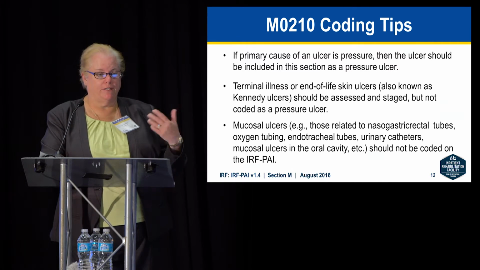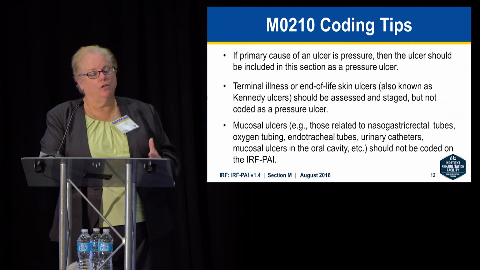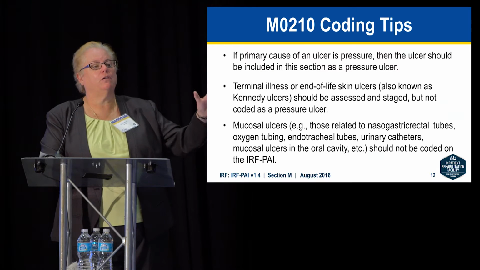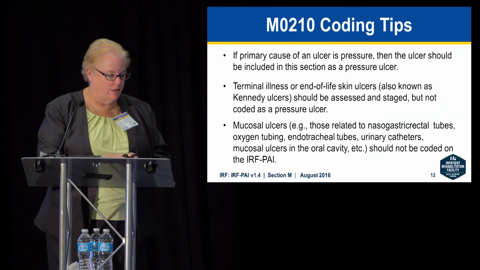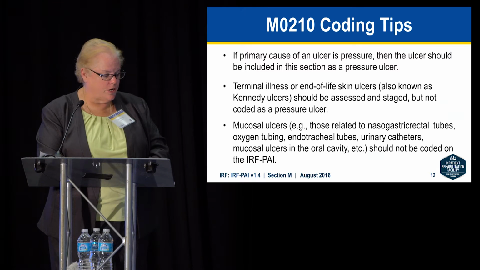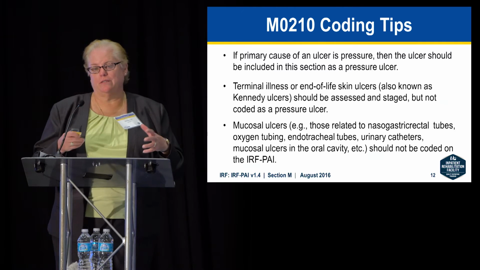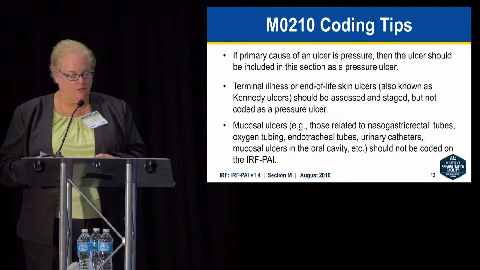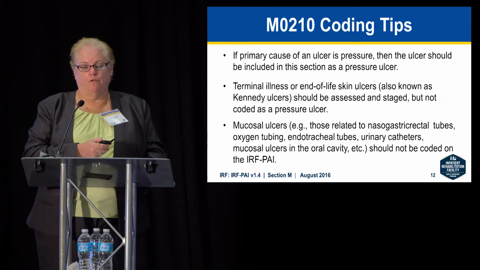So if you have a documented Kennedy ulcer in your medical record as determined by your practitioner, you can certainly do everything else clinically you need to do for that ulcer, but you're not going to code it on the IRF-PAI. Mucosal ulcers, those related to nasogastric tubes, oxygen tubing, endotracheal, whatever, should not be coded on the IRF-PAI. So we're not looking, because it's a whole different assessment process. So mucosal ulcers are not coded on the IRF-PAI.